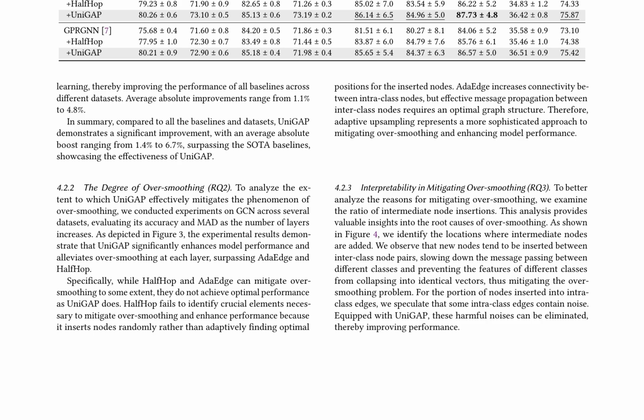The analysis reveals that new nodes tend to be inserted between interclass node pairs, slowing down message passing between different classes and preventing features from collapsing into identical vectors. This mitigates the oversmoothing problem. Additionally, some intraclass edges containing noise are eliminated, improving performance. Overall, the results demonstrate the effectiveness of UniGAP in improving node classification performance and mitigating oversmoothing in graph neural networks.